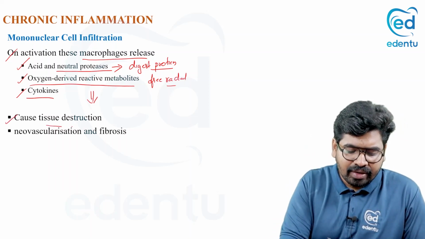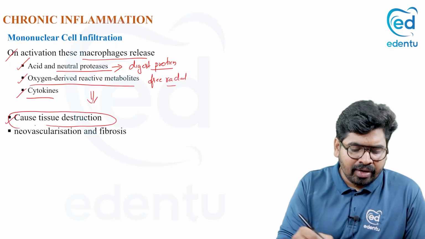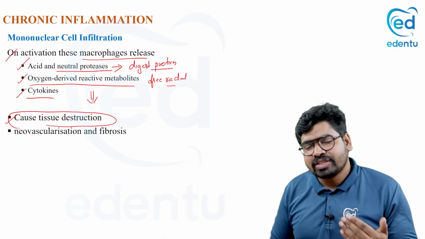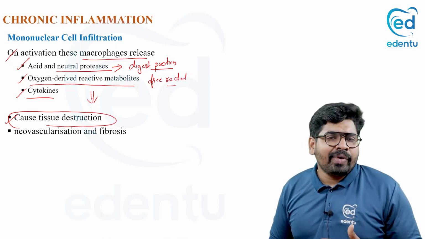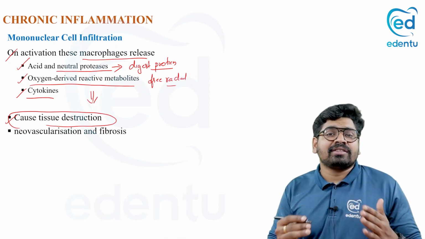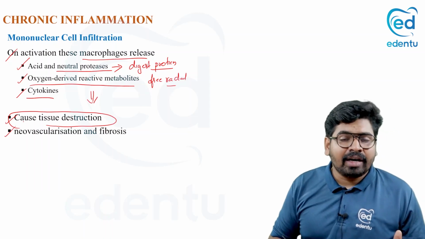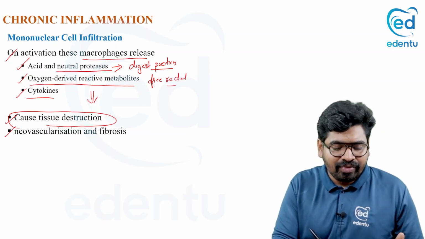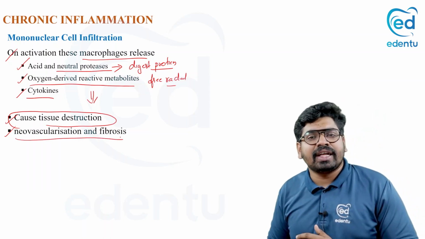This protease and the oxygen free radicals as well as cytokines cause tissue destruction. Also, they can stimulate other cells, and they can cause neovascularization, new blood vessel formation, and fibrosis in that area.